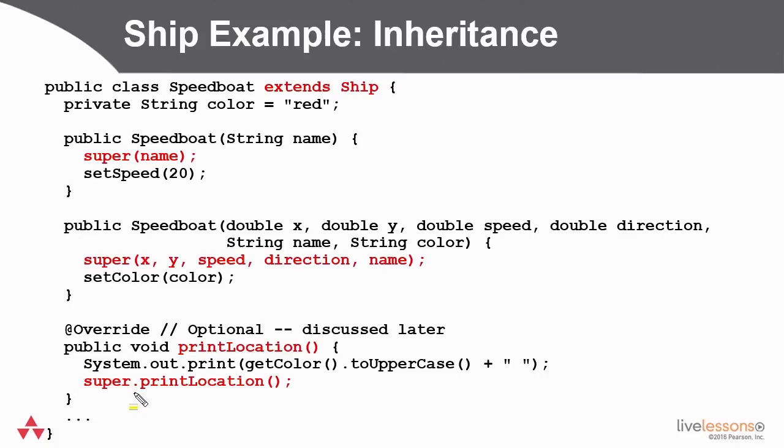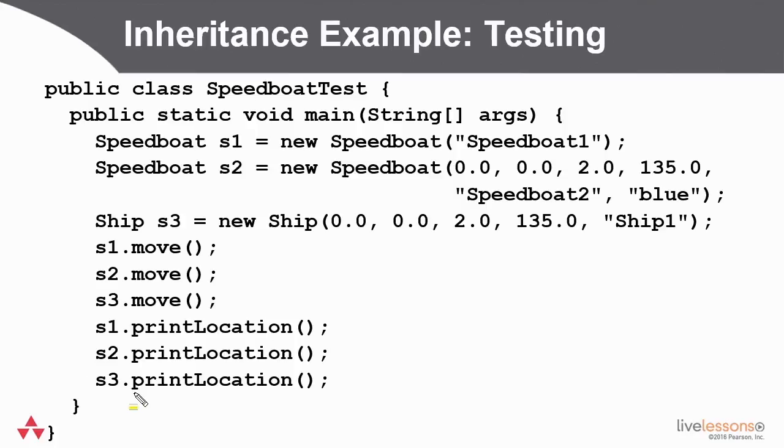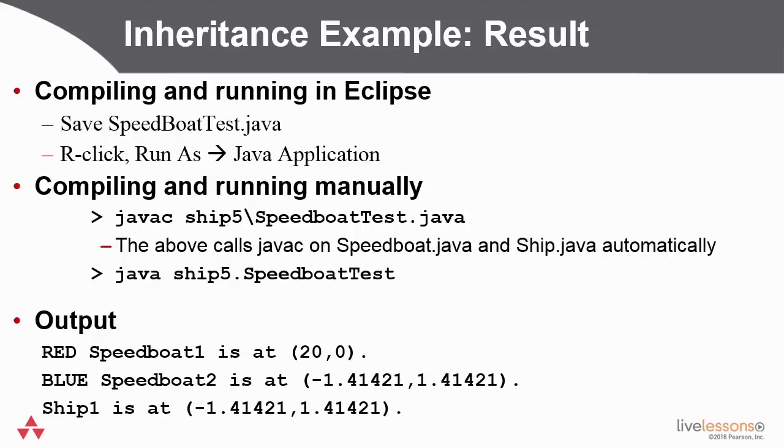All right, so once I make a speedboat, then I can test it out by calling the constructors and the methods. The outside code can also call inherited methods or locally defined methods with the same syntax. And then I can get some output just as I did before.